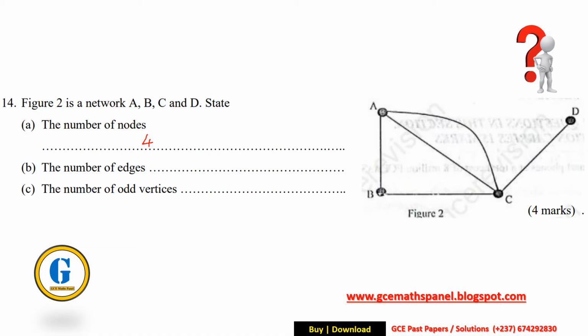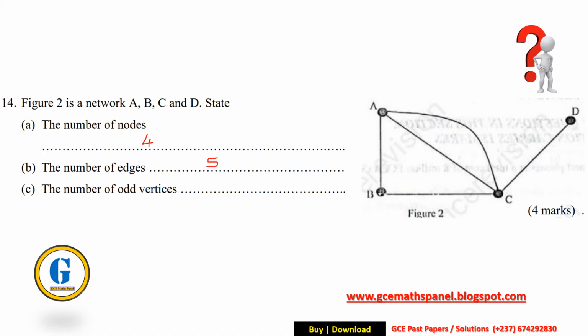4 nodes or vertices. How many edges are there? What are edges? Edges just means lines. Edges, arcs, whatever, they are lines. So how many lines are here? 1, 2, 3, 4, 5. So there are 5 edges.